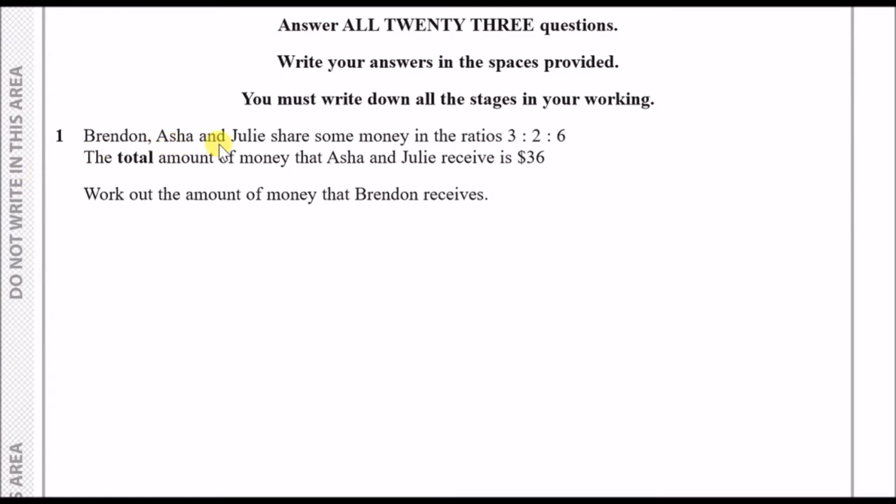So Brendan, Asher, and Julie share some money in the ratios of 3 to 2 to 6. So this means that Brendan gets 3 parts of the money, Asher gets 2 parts, and Julie gets 6. Now, the total amount of money that Asher and Julie receive, that is the last 2 parts by the way, is $36. Work out the amount of money that Brendan receives. Now, when you look at these kinds of ratio problems, always look at the total amount and try to relate it to the ratios. In this case, Asher and Julie represent the last 2 parts, right? It tells us that the total, in other words both parts, so 2 plus 6, which is 8 parts, must be equal to the $36.